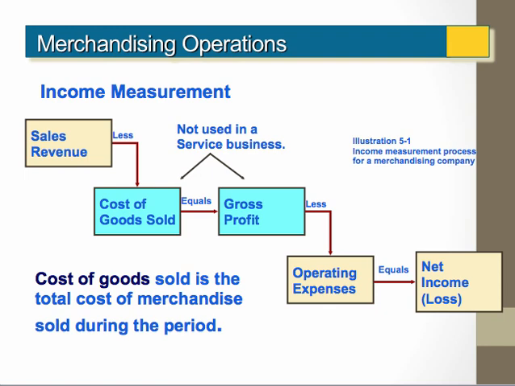So cost of goods sold is the cost of the merchandise that was sold during the period. The difference between the sales revenue and the cost of goods sold is called gross profit. Now, gross profit is very important because in many cases, companies compensate their salespeople based upon gross profit rather than the sales revenue. Gross profit is a far better incentive for a salesperson than sales revenue from the perspective of the company because we want the salesperson to maximize the profit on the sale.